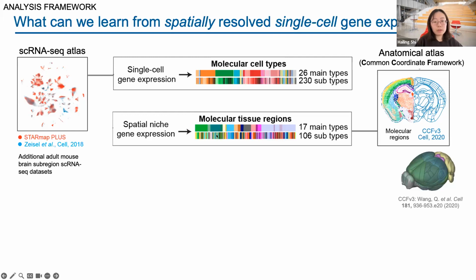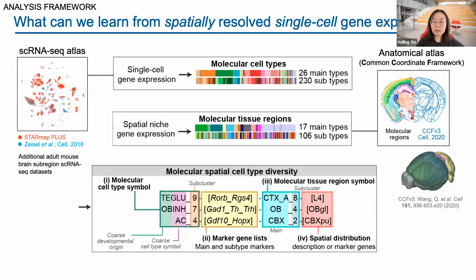And now we can compare this molecularly defined tissue region with the anatomically defined tissue region that can be derived by registering the brain slices into the common coordinate framework of the Allen Institute. So we can compare the differences and the similarities of molecularly defined tissue architecture among different anatomical regions. And finally, a combined definition will give us a comprehensive nomenclature system for individual cells, containing both cell type and tissue region types defined by gene expression.